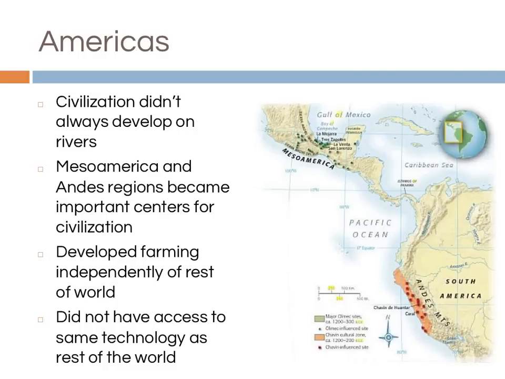These places, like I mentioned in the earlier part of the PowerPoint, developed farming independently from the rest of the world. By this time, they were totally cut off from Afro-Eurasia, and they had to invent farming on their own. They also did not have access to the same technology as the rest of the world. So they had differences in metalworking, for example. In the Americas, they did not develop the wheel. Remember, the wheel was developed in Mesopotamia and diffused throughout Afro-Eurasia, but the Americas did not have access to that.